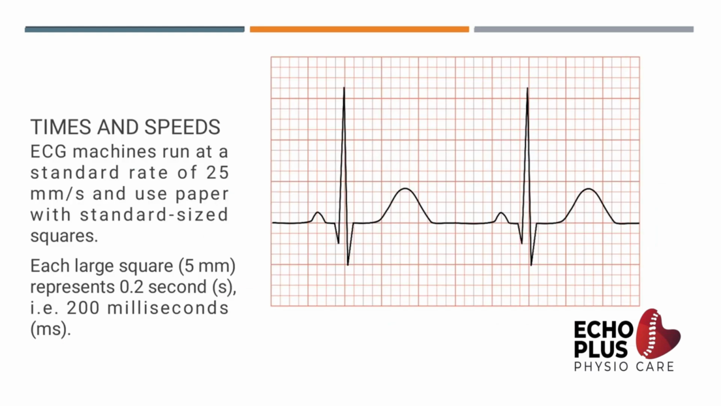Now, before reading an ECG, it is very important to know the times and speeds of an ECG. So, ECG runs at a standard rate of 25 mm per second. Each large square represents 0.2 second and each small square represents 0.04 seconds. That is the basics of your ECG from which you are interpreting the ECG.